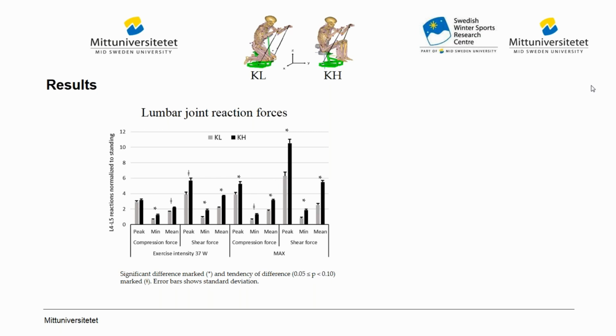And for the results, the knee-high position is connected to the black bars here also. They had a larger spine flexion, as we saw in the last slide. And here we can also see that the knee-high position was connected to higher compression force and anterior shear force, especially during maximal, but also tendencies during the submaximal exercise, 36 watts. So these results were in line with our hypothesis that spinal flexion was related to larger joint reactions in the lumbar spine.